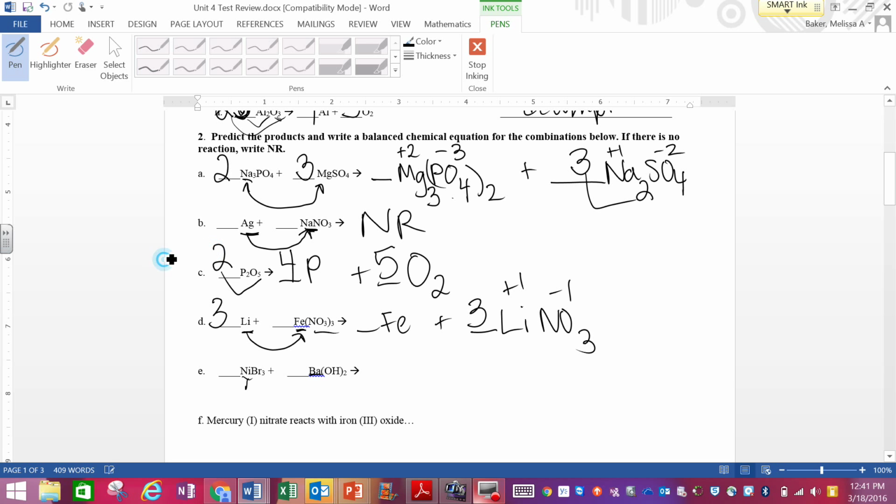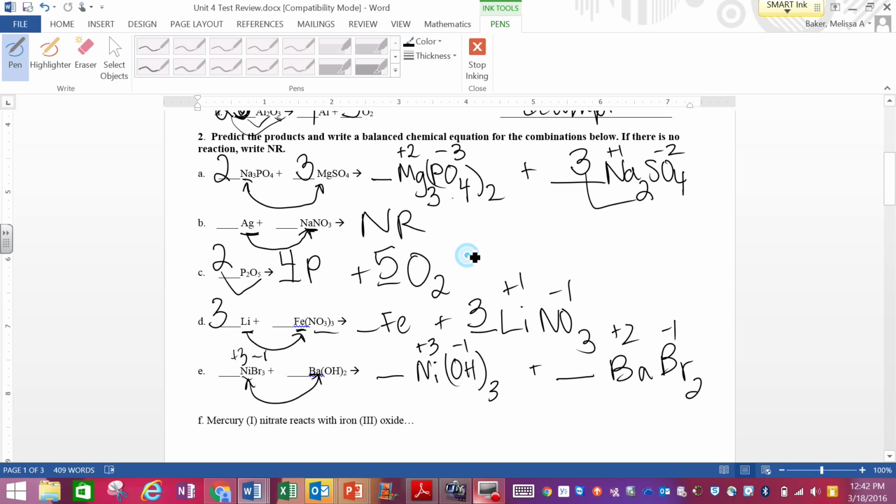Alright, last one, another double displacement. What charge must nickel have if it's with 3, negative 1 bromines? It must have a plus 3. So now nickel is going to be with hydroxide because it moved into barium's spot. So it's going to be Ni(OH)3 plus Ba is now going to be with the Br. So this will be BaBr2.